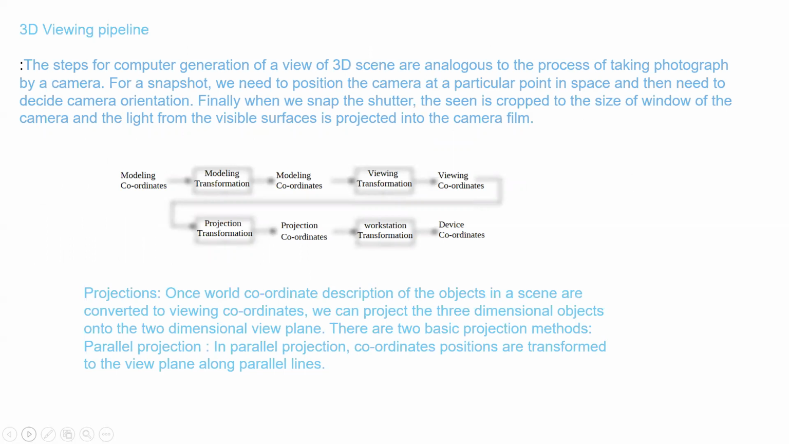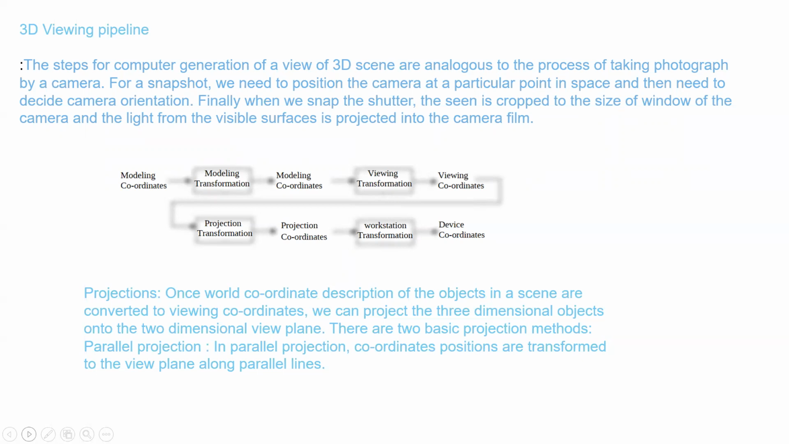The steps for computer generation of a view of a 3D scene are analogous to the process of taking a photograph with a camera. For a snapshot, we need to position the camera at a particular point in space and then decide the camera orientation. Finally, we snap the shutter. The scene is cropped to the size of the window of the camera, and the light from the visible surfaces is projected onto the camera film.